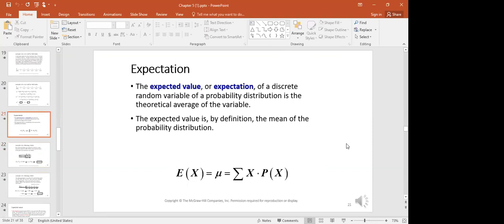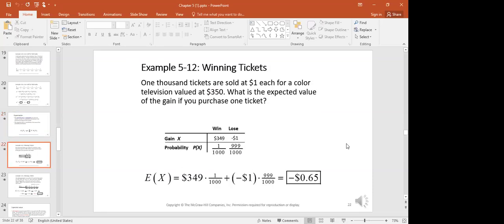Sometimes we use the words expected value or expectation to represent the mean, but it is still another way to call the mean. Look at this example. 1,000 tickets are sold at $1 each for a color television valued at $350. What is the expected value of the gain if you purchase one ticket?